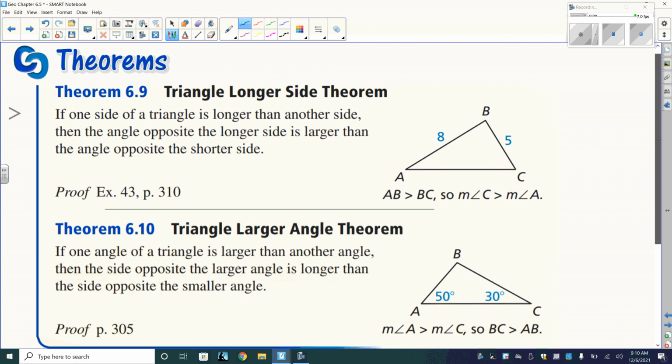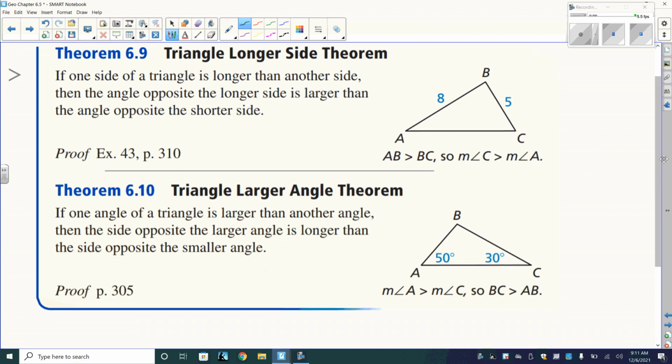Triangle longer side theorem. If one side of a triangle is longer than another, then the angle opposite the longer side is longer than the other angle. The bigger angle is opposite the bigger side.